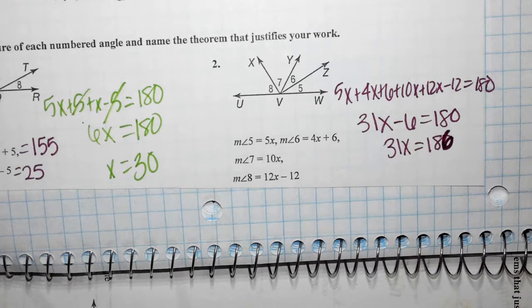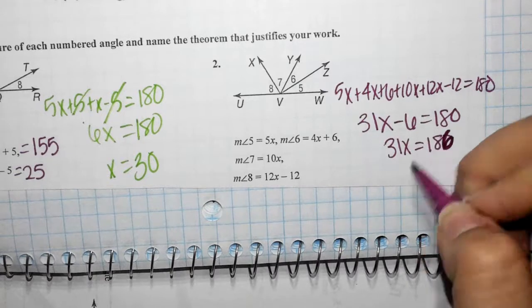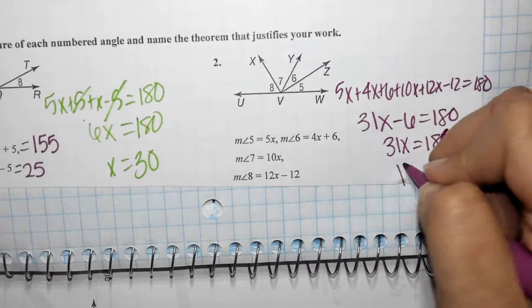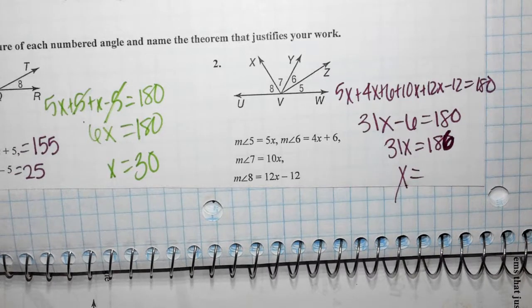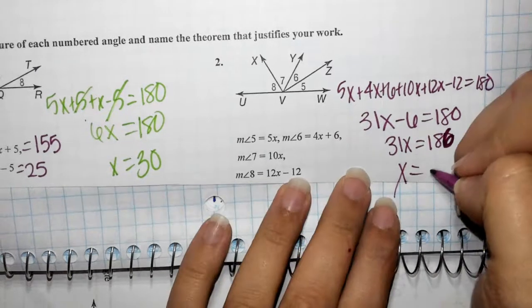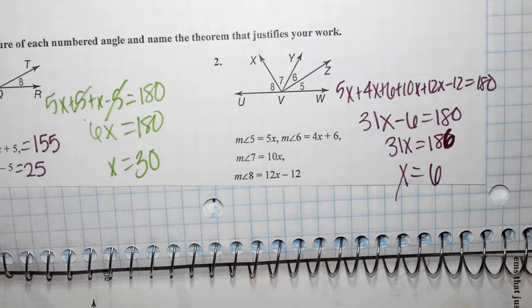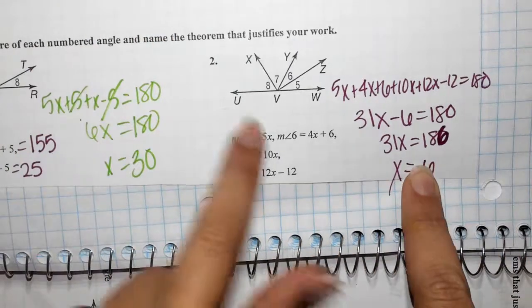Thank you, my child. Alright, now you divide by 31. What's 186 divided by 31? Somebody divide this, please. 186 divided by 31 is 6. Okay, now you would take this and plug it back in.